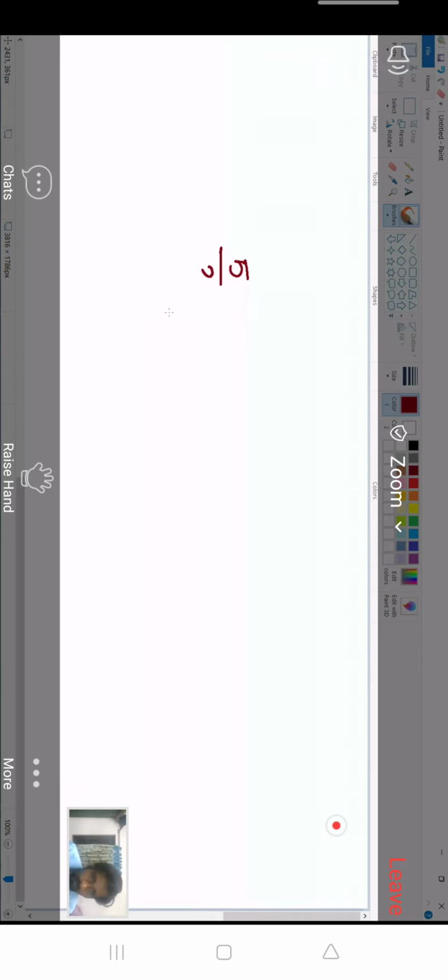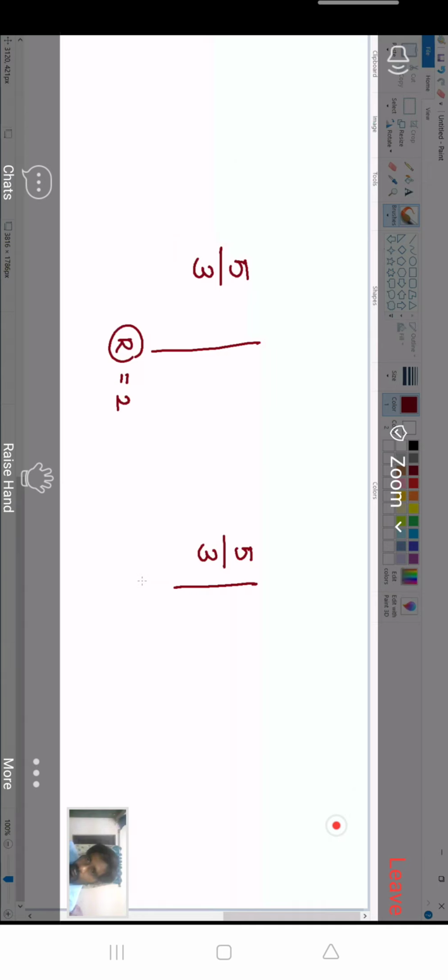What is 5 by 3 remainder? Yes, nice, good response. 5 by 3 remainder is 2. So I'm taking one more. Instead of taking the remainder as 2, I am taking the remainder as -1. Am I correct? Some students are saying no, some students are saying yes.